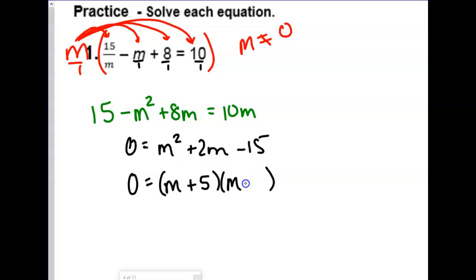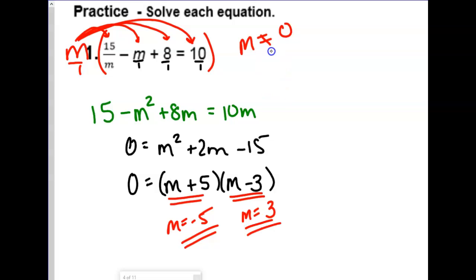Plus 5 and minus 3 would be your factors, but that means your solutions would solve for m equals -5 and m equals 3. Neither of which is 0.